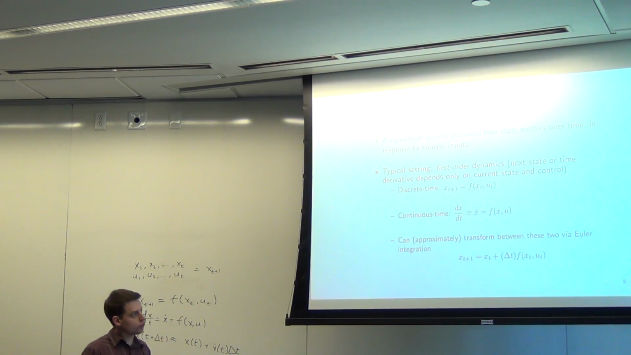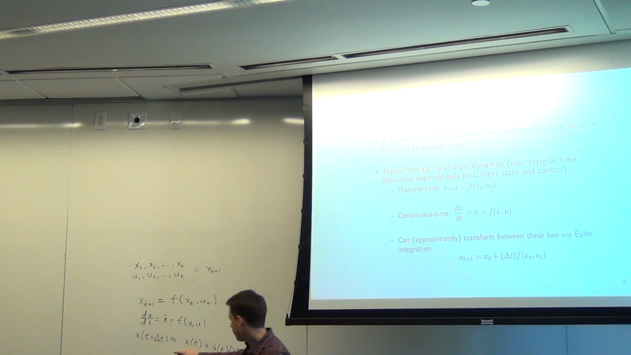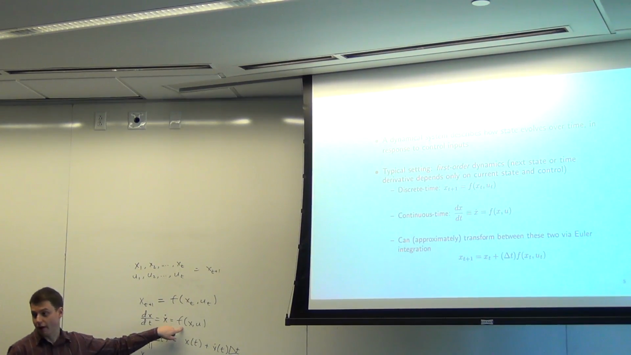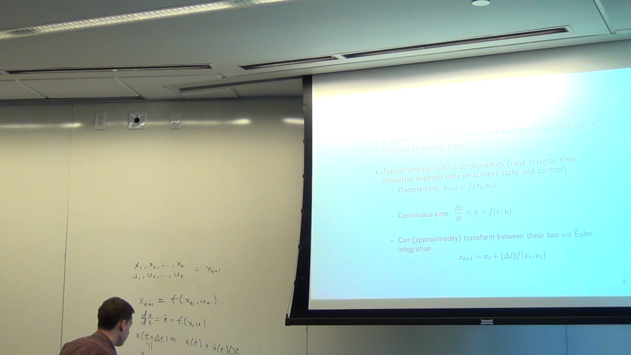Now, what we can do to convert it to discrete time is call delta t essentially our interval between time steps. So we're just going to make this basically equivalent to x_{t+1}. And this is now approximately equal to x_t plus the derivative of the state variable at time t times delta t. But this derivative here is exactly what's given by our function. So this is also going to be equal to x_t plus delta t times f of x_t and u_t.